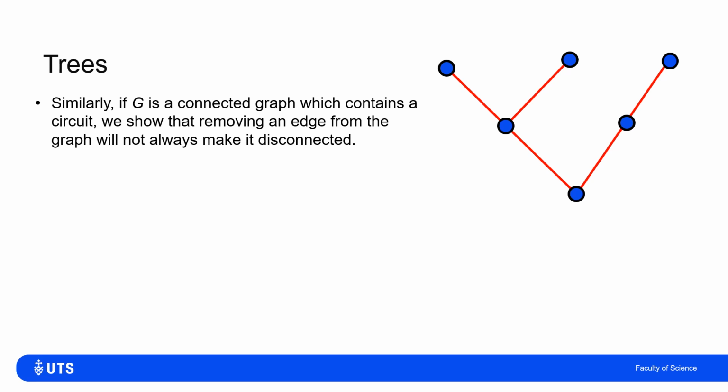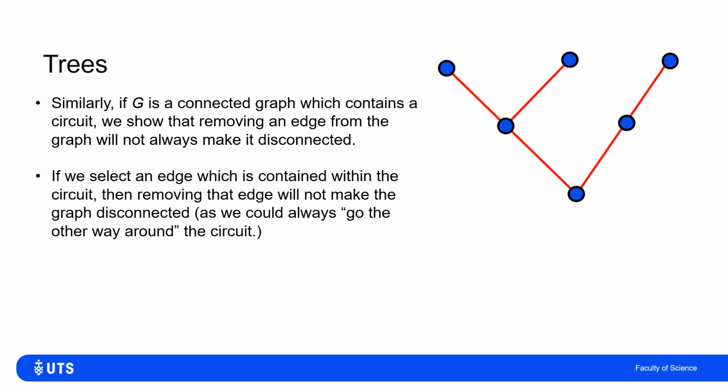Similarly, we can say that if G is a connected graph which does contain a circuit, removing an edge from the graph won't always make it disconnected. Maybe it will if the edge I remove is not part of the circuit. But of course, if I remove an edge from the part of the graph which is the circuit, by definition, a circuit has more than one path between two nodes. So if I remove one edge, I could just go the other way around the circuit, the one remaining path.